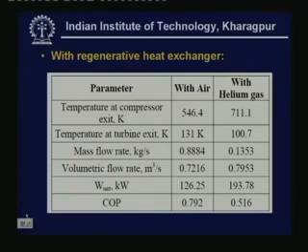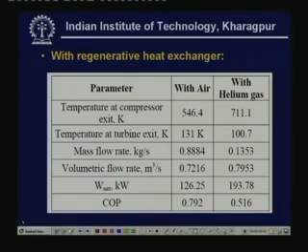First, you can look at the system with regenerative heat exchanger. That means both the cycles use regenerative heat exchangers, and if you remember, in the problem it was mentioned that the regenerative heat exchanger had an efficiency, that is an effectiveness, of 0.8. Now, the first column shows the performance with air and the second one shows helium gas. First, you can see the temperature at compressor exit. With air it is 546.4 and with helium gas it is 711.1.